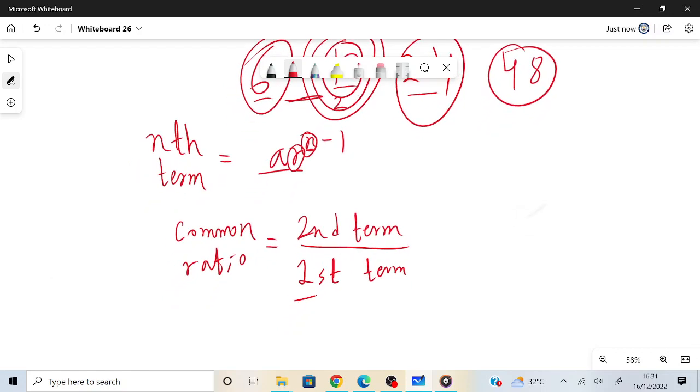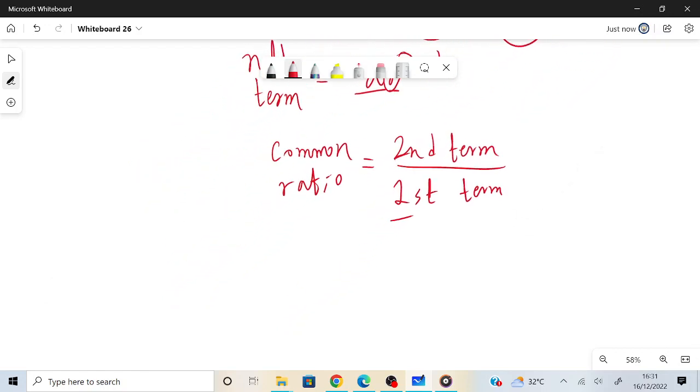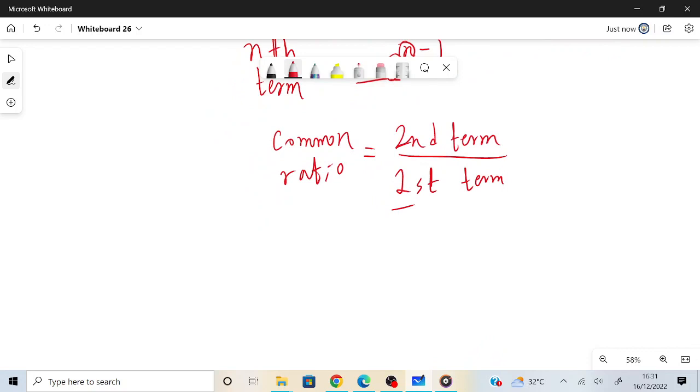Another way of expressing a geometric progression can be in this way. So let's say we have A, that's our first term. Our next term would then be AR. Our term after that would be AR squared. Our fourth term after that would be AR cubed. So our first term is A, second term is AR, third term is AR squared, fourth term is AR cubed.